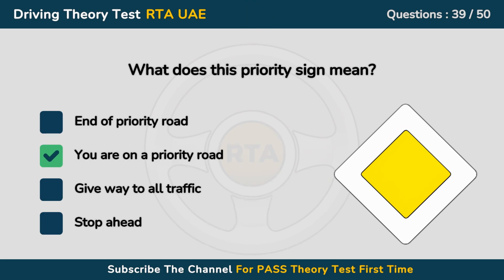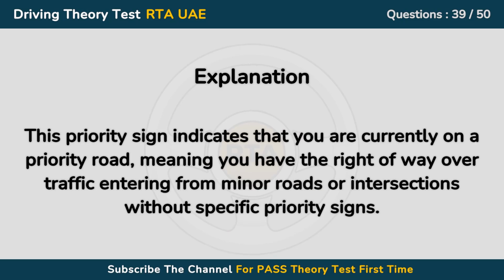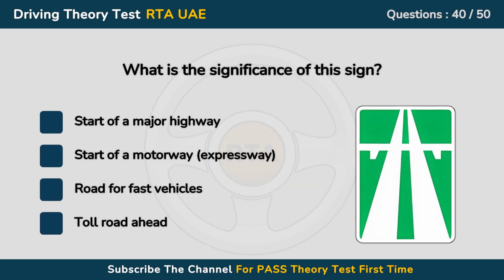Answers is B. You are on a priority road. This priority sign indicates that you are currently on a priority road, meaning you have the right of way over traffic entering from minor roads or intersections without specific priority signs. Question 40. What is the significance of this sign?